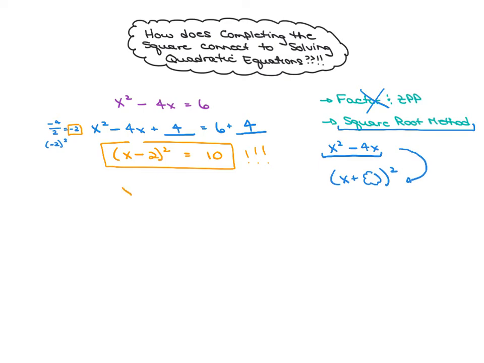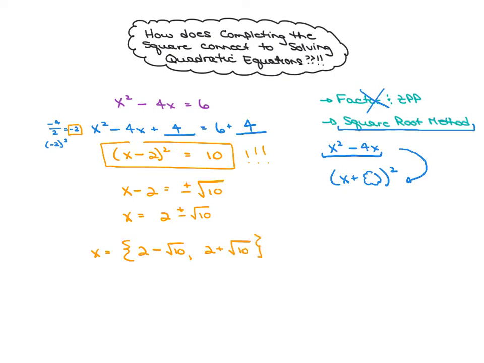We're going to take the square root of both sides and make sure we get both the positive and the negative square root of 10. And then to isolate x, I'm going to add 2 to both sides. So I'm going to have 2 plus or minus the square root of 10. So this equation has two solutions. I can either start at 2 and subtract the square root of 10, or I can start at 2 and add the square root of 10.